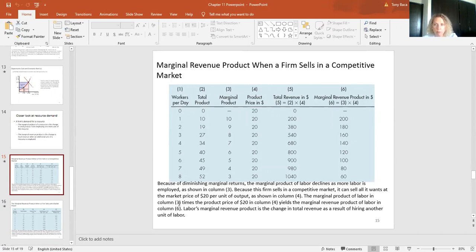Column number 1 is going to be workers per day. You can see 0 through 8. The total product, how much total production do we get out of that combination of workers? Remember that the marginal product here in column 3, that's not a reflection of the quality of that worker.